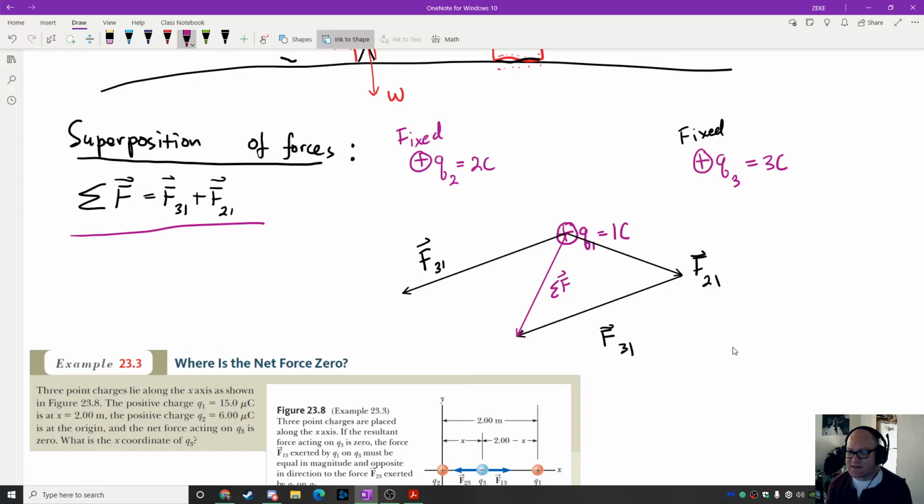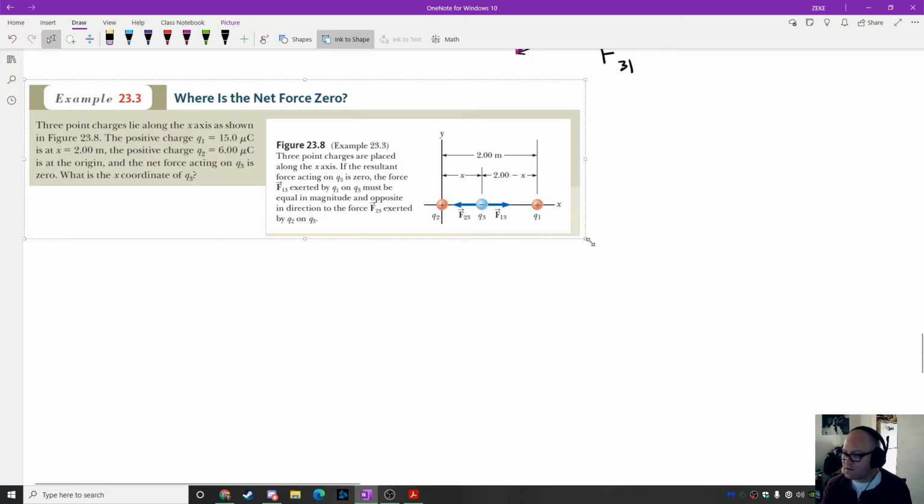Now, can everyone read the problem if it's at this size, or do I need to make it a little bit bigger for anyone that's on a smaller screen? Do you want me to make it bigger, or is it okay? Okay, so someone said bigger. I'll make it a little bigger. Is that okay? Okay. Yeah, that's fine, Professor.